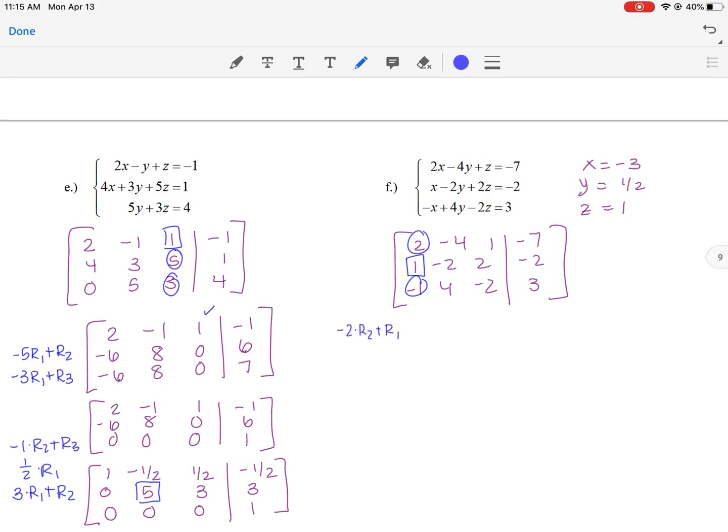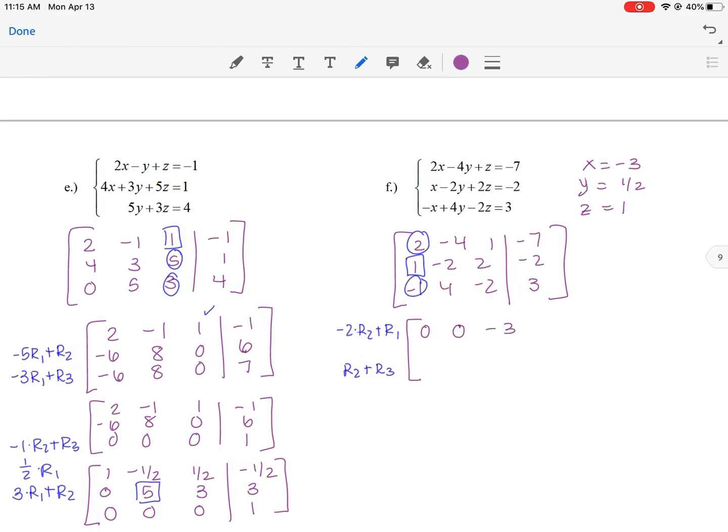Okay. I'm going to start with the first column this time. So I'm going to make this a 1, and I want to make these both zeros. So I'm going to do -2 times row 2 and add it to row 1. And I'm just going to add row 2 and row 3 and put that in row 3.